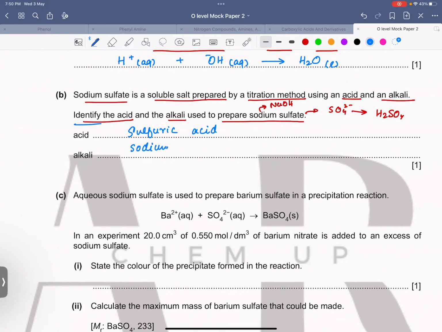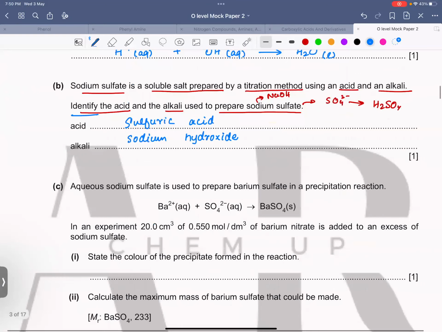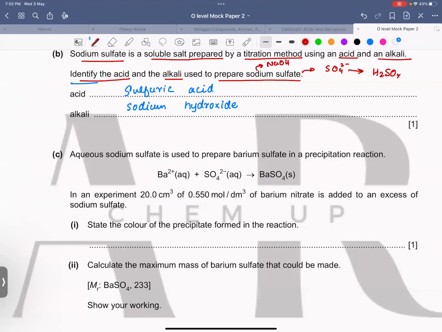Yeah, here they have used the term identify, so you can write the formula or the name. But when the examiner says write the name, if you write the formula, then that would be wrong. If the examiner says name, then you have to write the name. If the examiner says formula, you have to write the formula. For example, here the examiner is saying identify the acid, so you can either write the name or the formula.